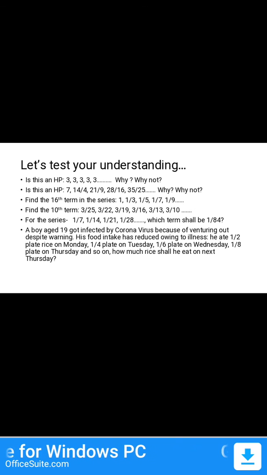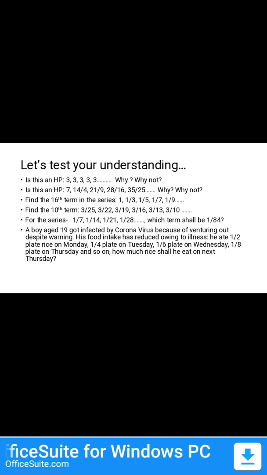Now I hope you have understood the logic and also understood the methodology of solving such questions. Now let us test your understanding. These are the questions that you'll have to attempt. Kindly attempt these questions and then cross-check your answers with your batchmates. In case you have some query, you can come back to me.